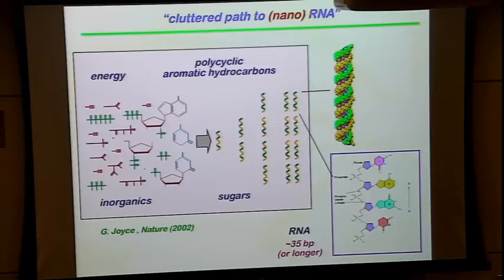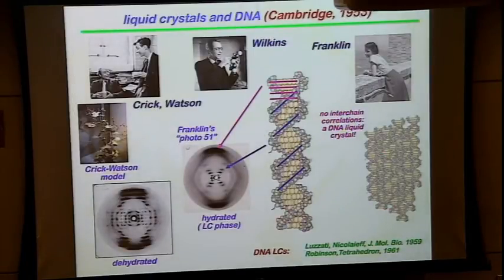So our story has to do with what Jerry Joyce called the pre-RNA world. That is, where do these homopolymers come from? You can't make a molecule like this accidentally. It's not going to come from accidental chemistry. So something different has to happen.